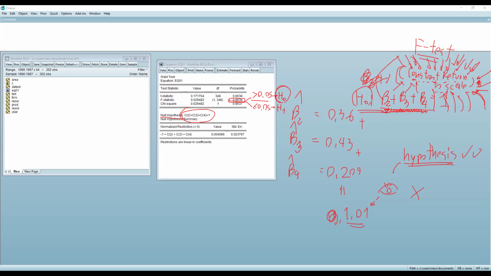Since you sum the betas and it is 1 point something, but you cannot trust your eyes. You have to do hypothesis testing. And after you do hypothesis testing, you find that it is equal to 1 and it is constant returns to scale. This is the answer.